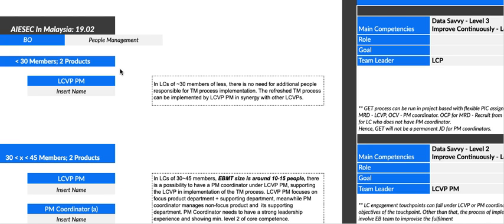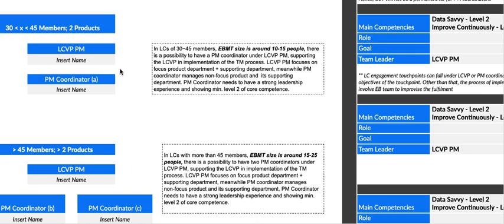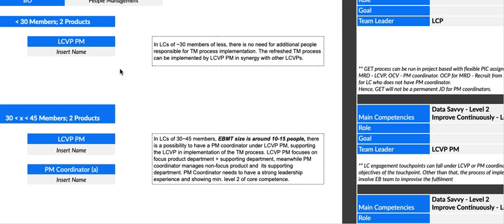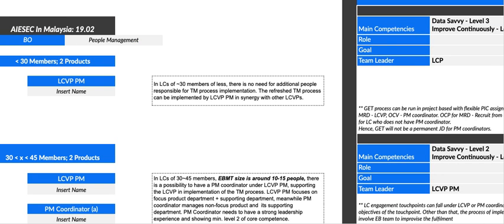So for the PM structure, most of the time you will look at the number of members that you have and also how many products you are running. It's basically decided by the scale of your LCs and also the number of people that you have. Okay, so let's look into how it's going to be.